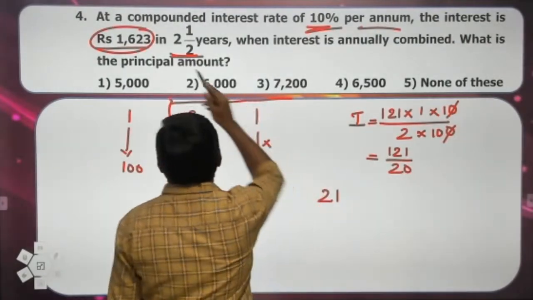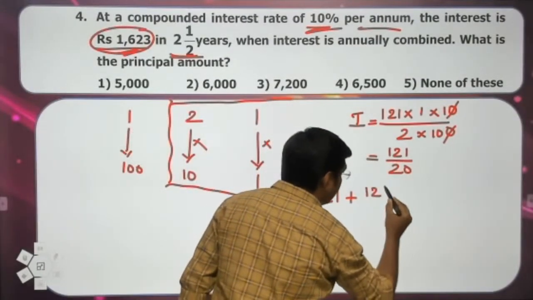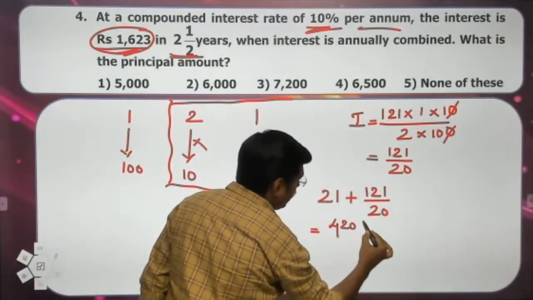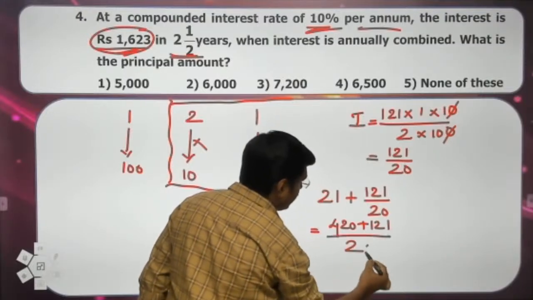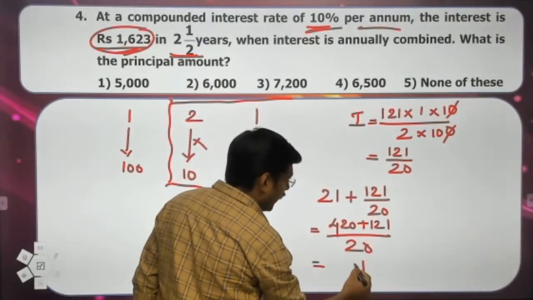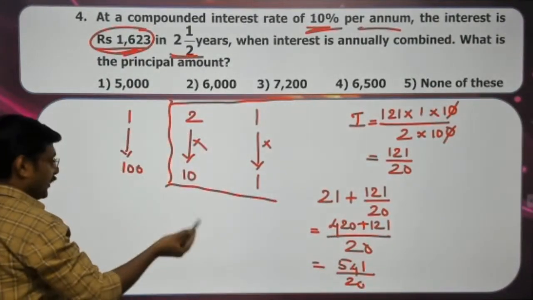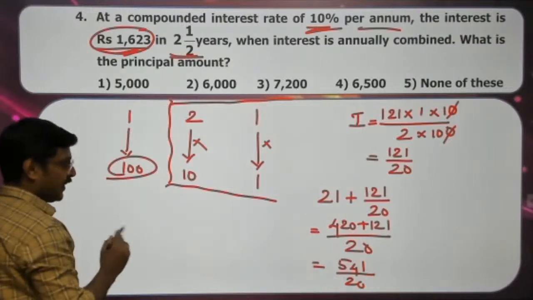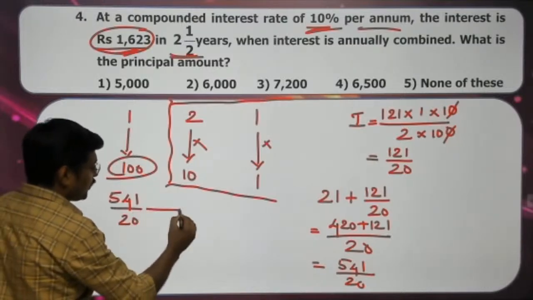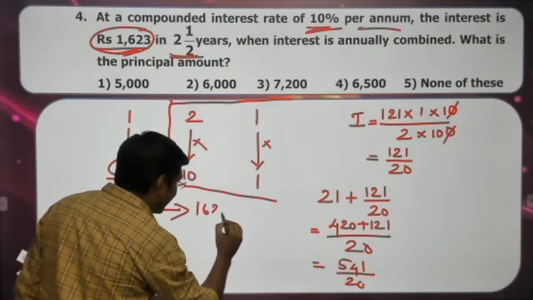So we need to connect it with this 1,623. So we need to find the connecting value for that interest also. So 21 by 1 is 420 plus 121 divided by 20, because 21 into 20 is 420, 420 plus 121. As a result of that, 541 divided by 20. Okay. So for us, according to our assumed principal 100, the interest after 2.5 years is 541 divided by 20. Corresponding to this, in the question it is clearly given that it is not 541 divided by 20, it is 1,623.